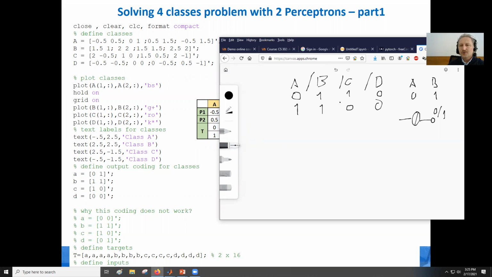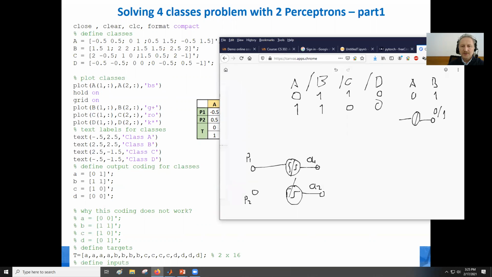To produce this coding system, you need to use 2 neurons. 1 neuron is not enough anymore. So we have neuron 1 and neuron 2, which will produce activated output 1 and activated output 2. How many inputs do we have? We have 2 inputs, P1 and P2.